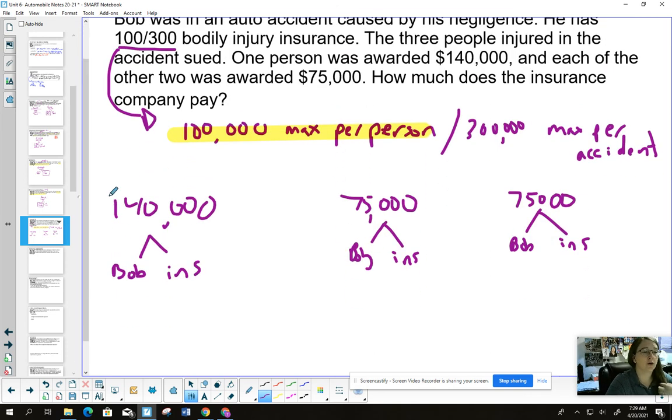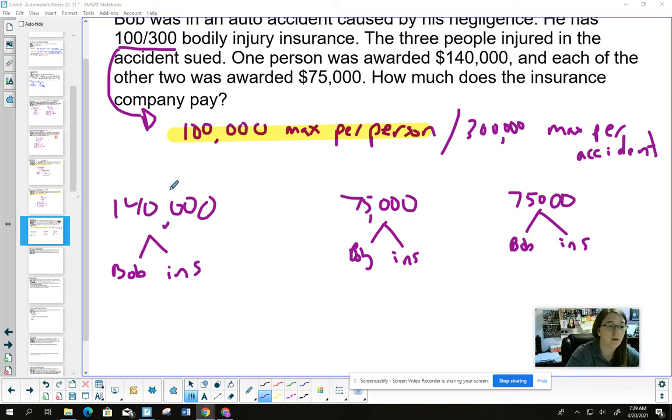Okay, so looking at the per person, let's look at this first person. The most the insurance company will pay per person is $100,000. So, will the insurance company cover all of this person's medical bills? Nope. They will only cover $100,000 at the most. What does that mean for Bob? Bob has to cover the rest. So, what's left over for him to have to pay out of his own pocket? $40,000 he would have to pay out of his own pocket for this person. Because again, the most the insurance company will pay per person is $100,000.